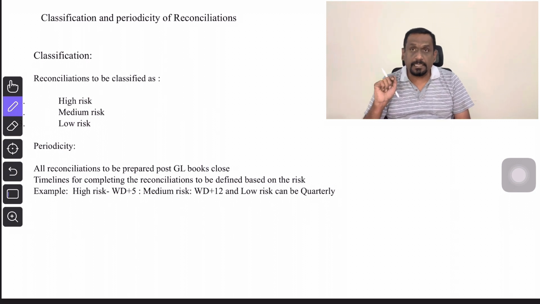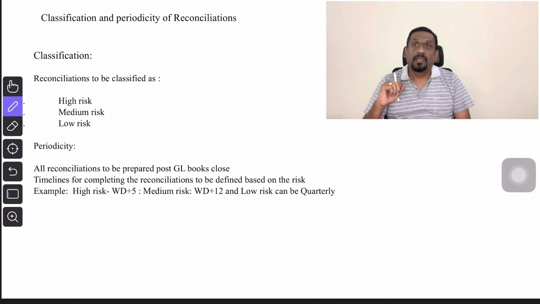If your policy says my GL books get closed on workday 3, all my high risk reconciliations have to be completed by workday 5. They are giving 2 days time for you to complete all your high risk reconciliations. What you need to understand here is how many high risk reconciliations I need to perform within 2 days. You need to understand that as well.